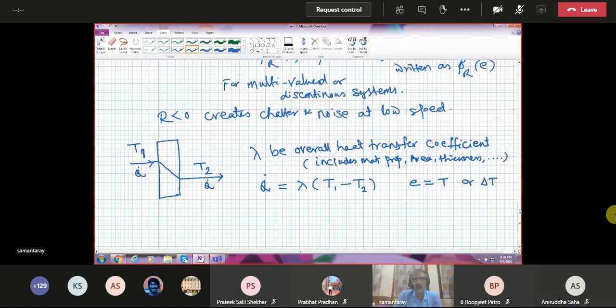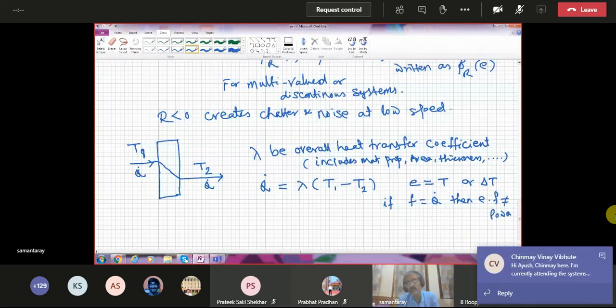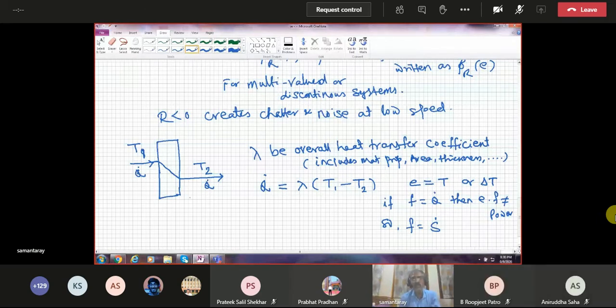Okay. So here effort is temperature or temperature difference, but flow incidentally is not Q dot. If we write flow is equal to Q dot, then E dot F is not power. So flow is basically entropy flow rate, S dot. So that is what we require. So flow has to be entropy flow rate. So if it were Q dot, our model would have been very easy. But unfortunately, it is S dot.